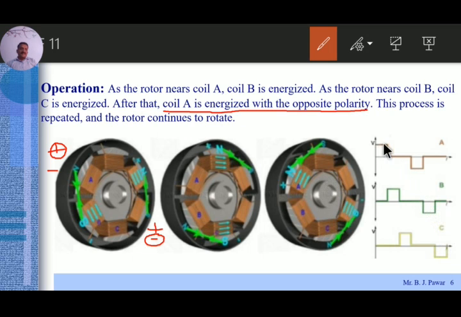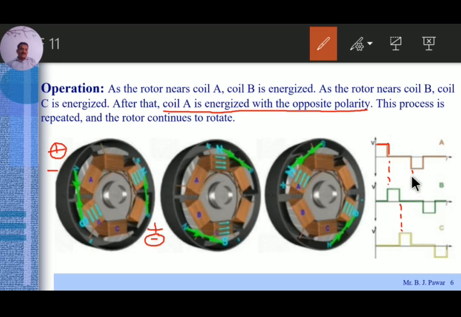So initially phase A is energized, shown over here, then phase B immediately over here. See again, if we try to find out its phase difference, then it will be almost 0 degree. Whenever phase A gets energized, immediately phase B should get energized, and later on immediately again phase C, like this.